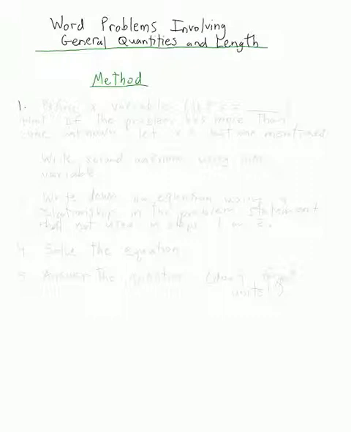So step 1. The most important step of all, and the one that students seem to skip the most. We want to define a variable. What this means is you're going to create a variable to represent some unknown in the problem. In other words, you're going to write let x equal something. You're going to decide what to let x equal. So it just depends on the problem.